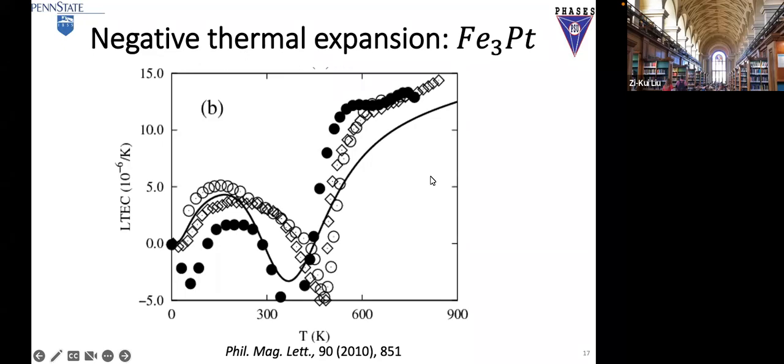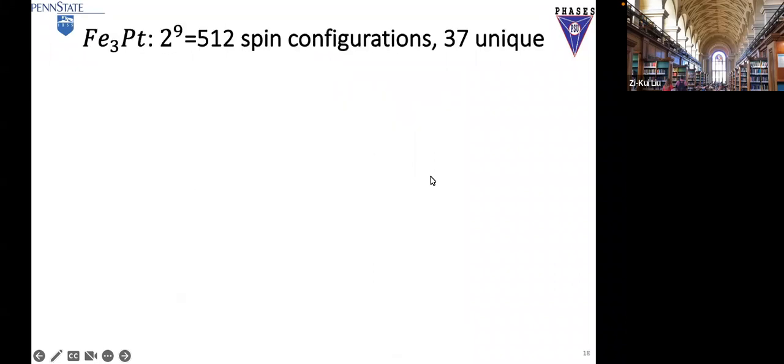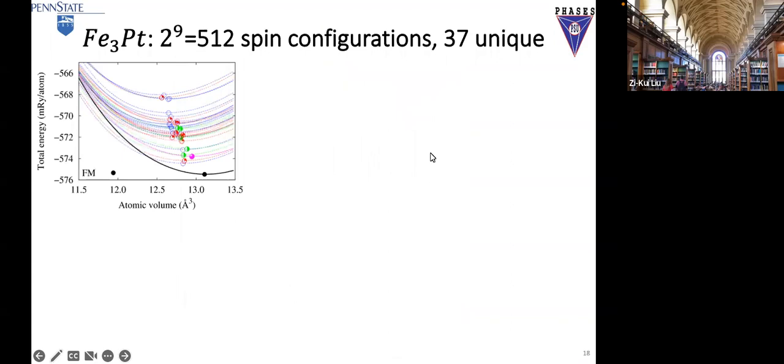So then we can predict it. How do we predict? As shown, we have these 512 configurations. We calculate the 37 unique ones. We calculate the total energy, the EV curve. That's the first thing you do when you do DFT calculations. And now you see a very interesting observation. The ground state volume is larger than the volumes of all other metastable configurations. It's important that they be metastable, not unstable ones.